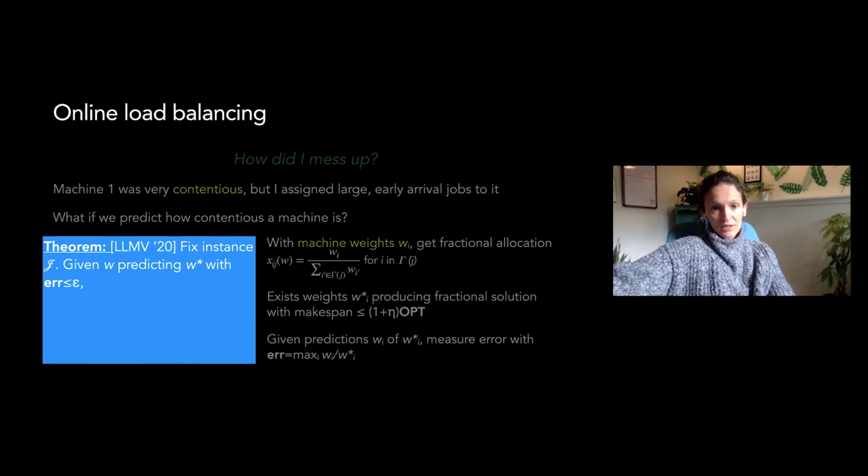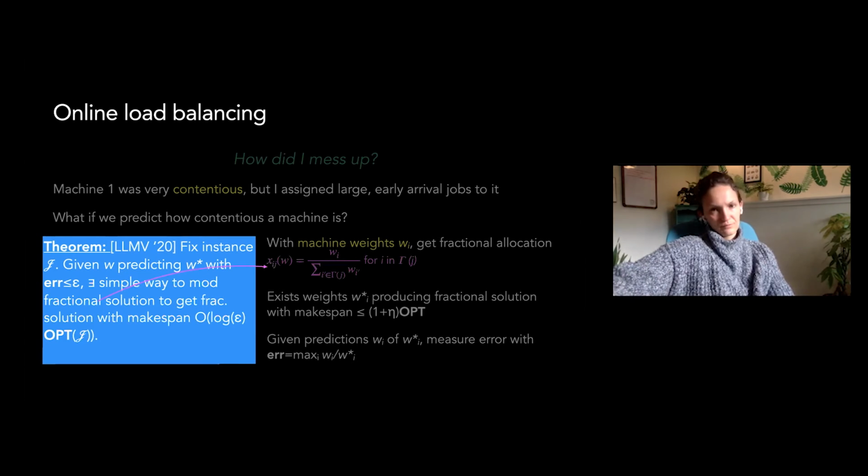So what's the point? The point is that you can use your predictions for these weights to actually get a pretty interesting result. If I fix an instance of jobs J arriving online and assume I'm given weights W predicting W star that have error at most epsilon, where my error is this quantity over here, then there's a simple way to modify this fractional allocation solution in order to get a fractional solution with makespan at most log epsilon times the optimum. So you only lose a factor of log epsilon, as opposed to losing that factor of log m that we talked about before.